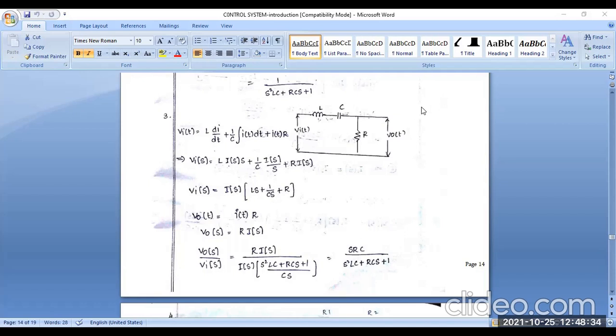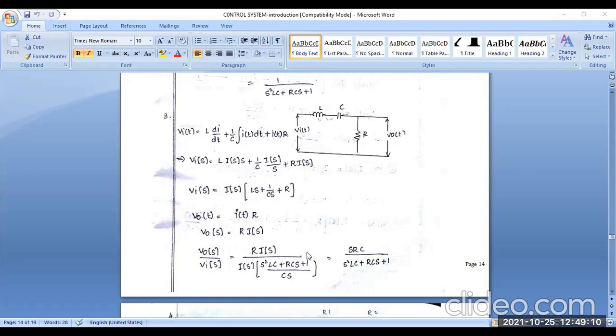Now we have to consider the output corresponding to the resistor, because this is connected in parallel to the output equation. So the output Vo(t) is equal to i(t)R. Okay, so for this i(t)R, we have to apply the Laplace transform to the output equation also. So we write V output(s) equal to R I(s). Okay, so we have calculated the input equation and also the output equation after the Laplace transform.